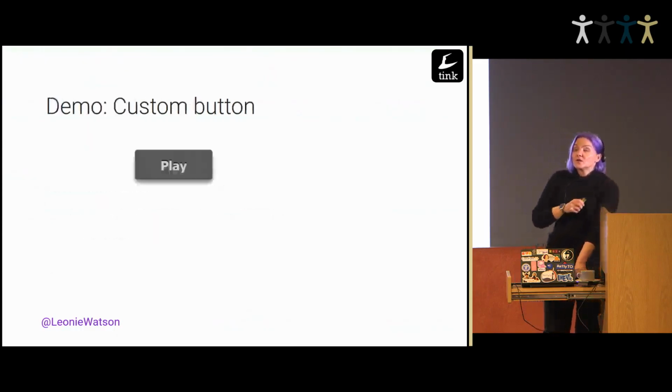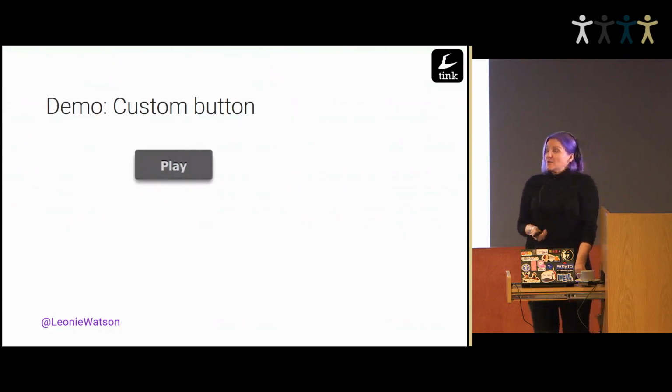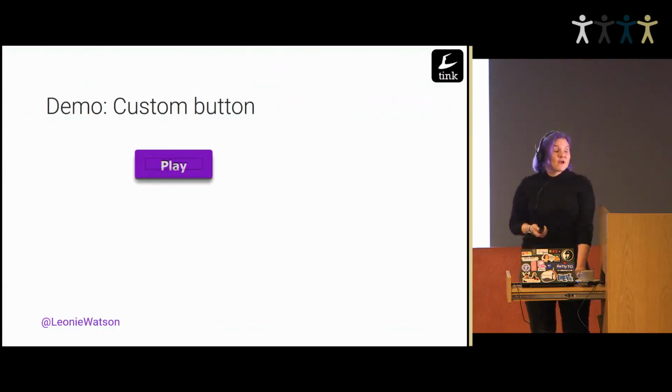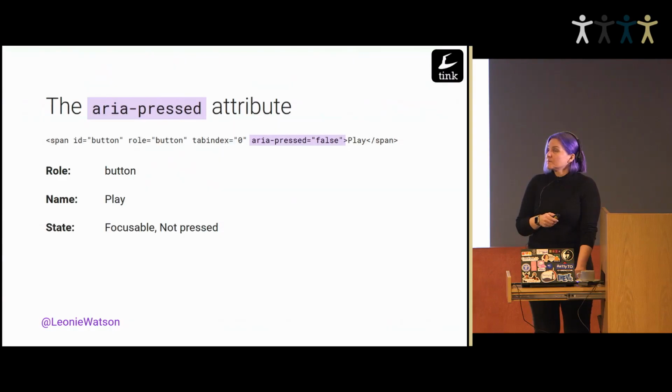So then we end up with a button that, to all intents and purposes, looks and behaves and reacts more or less like the native button Play button. We're still missing that important piece of information, though. How do we let the screen reader user know when they've actually pressed the button or not?